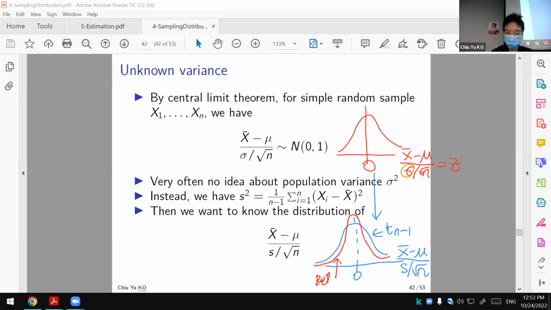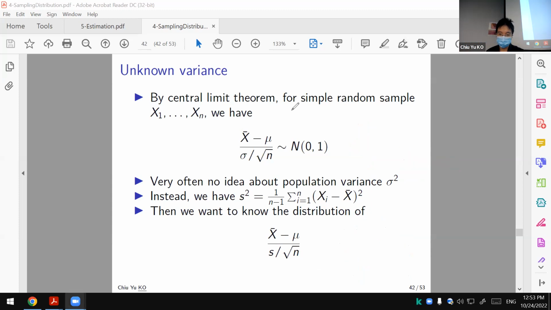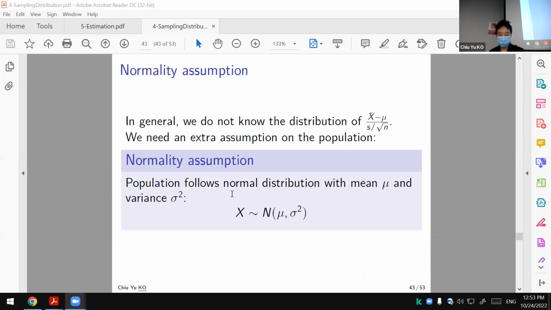So the Z bell, as I recall, is like this, and the T bell is much higher in both tails. That means T has a higher kurtosis, right? They're still symmetric, and of course the variance of T is larger, right? Is that okay? So that is the main goal of this part. That is the idea behind this, okay?